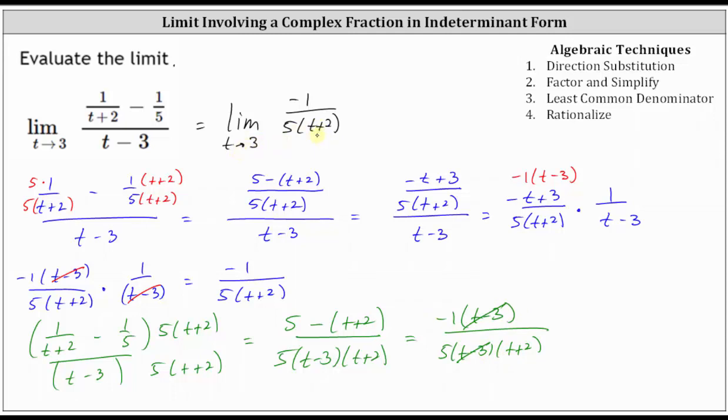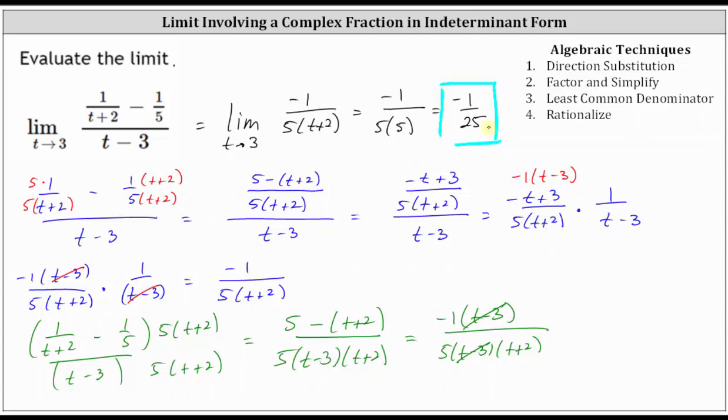And again, the simplified function is continuous around t equals 3, and therefore we can perform direct substitution to find the limit. We have negative 1 over the product of 5, and if t is 3, we have 3 plus 2 or 5, which gives us negative 1/25 as the limit.